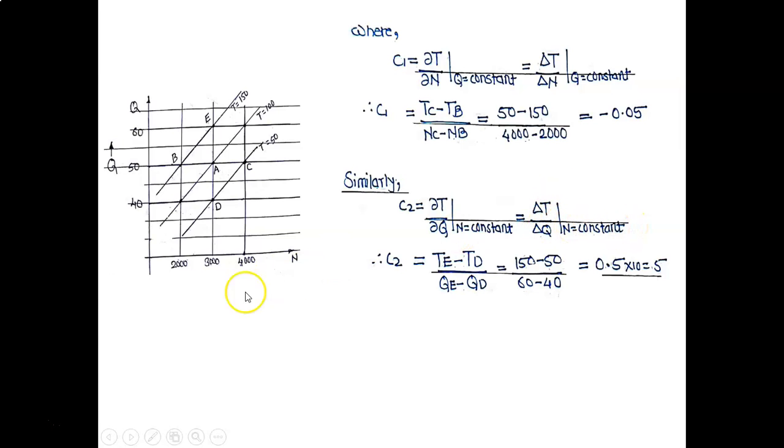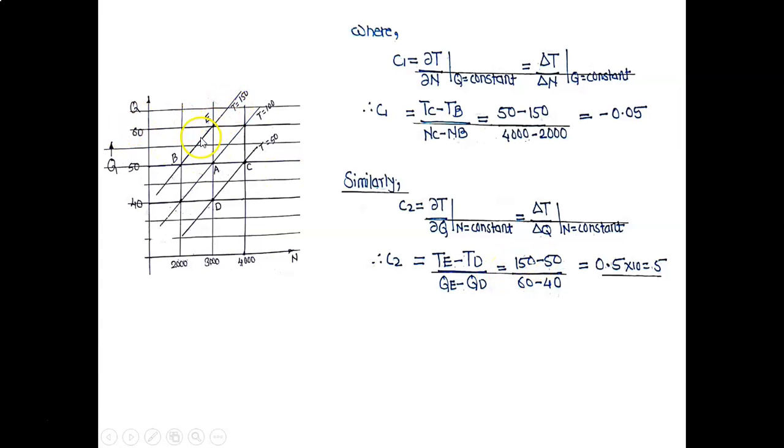Now what is the constant value of N? 3000. Constant means mean value. Therefore at this 3000 we will find out delta T upon delta Q. Therefore C2 is equal to TE minus TD divided by QE minus QD. What is the value of TE?